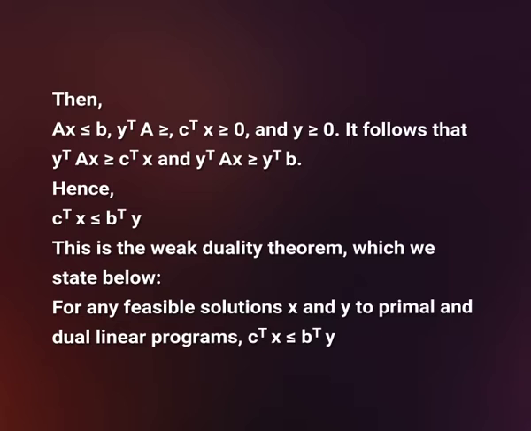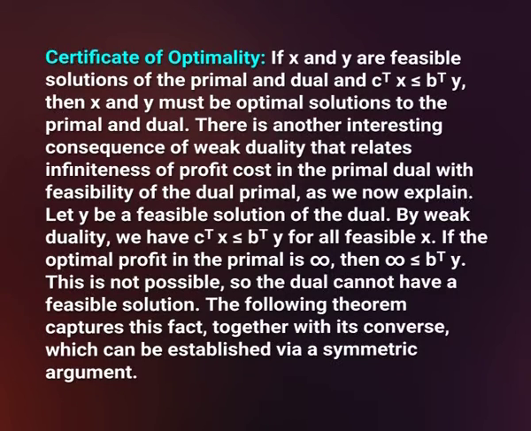For any feasible solutions x and y to the primal and dual linear programs, c^T x ≤ b^T y. The following theorem states one immediate implication of weak duality. Certificate of optimality: if x and y are feasible solutions of the primal and dual and c^T x ≥ b^T y, then x and y must be optimal solutions to the primal and dual.